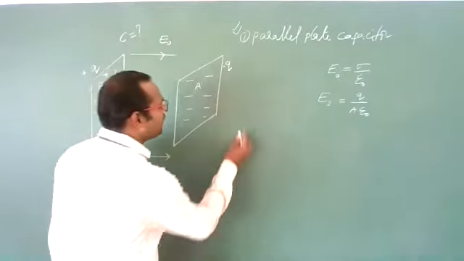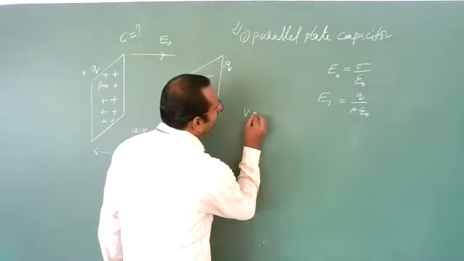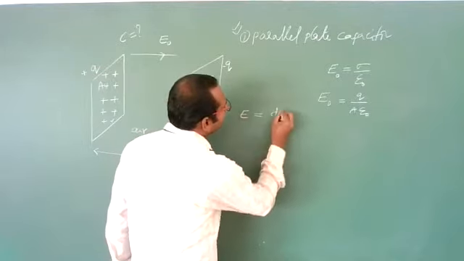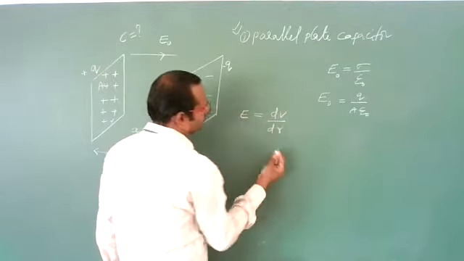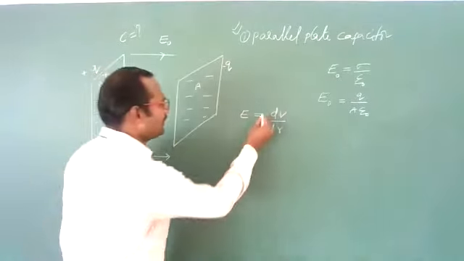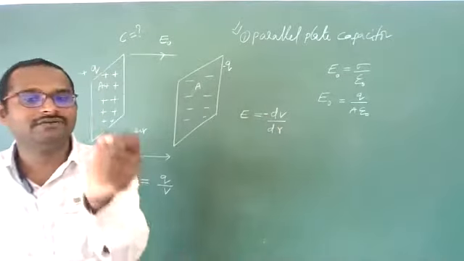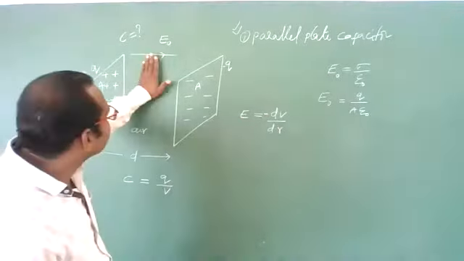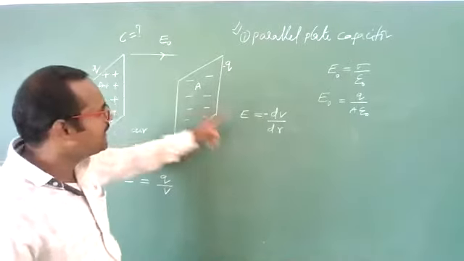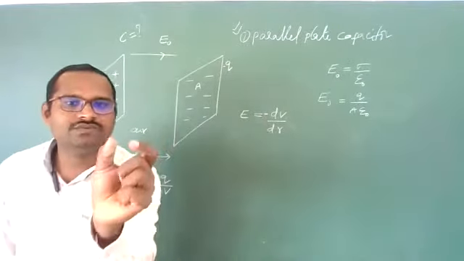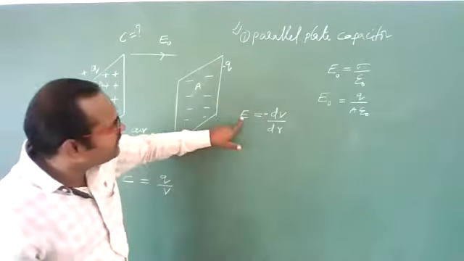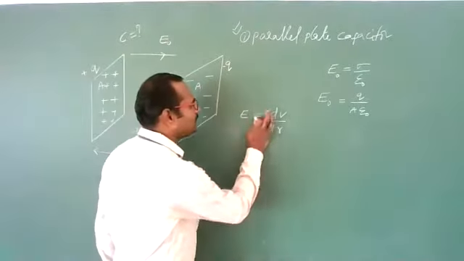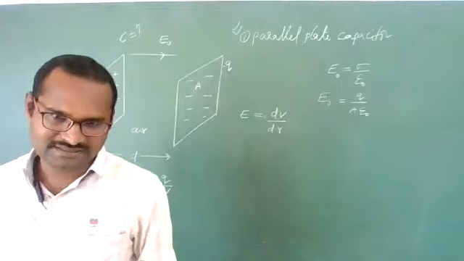As you know, electric field is equal to the negative of the potential gradient. Yes or no? Yes, we know. Whatever the electric field is between these two plates, that will be equal to the negative of the potential gradient. This negative sign indicates the electric field is in the direction of decrease of potential. Now, if we take the magnitude alone, the electric field can be written like this.